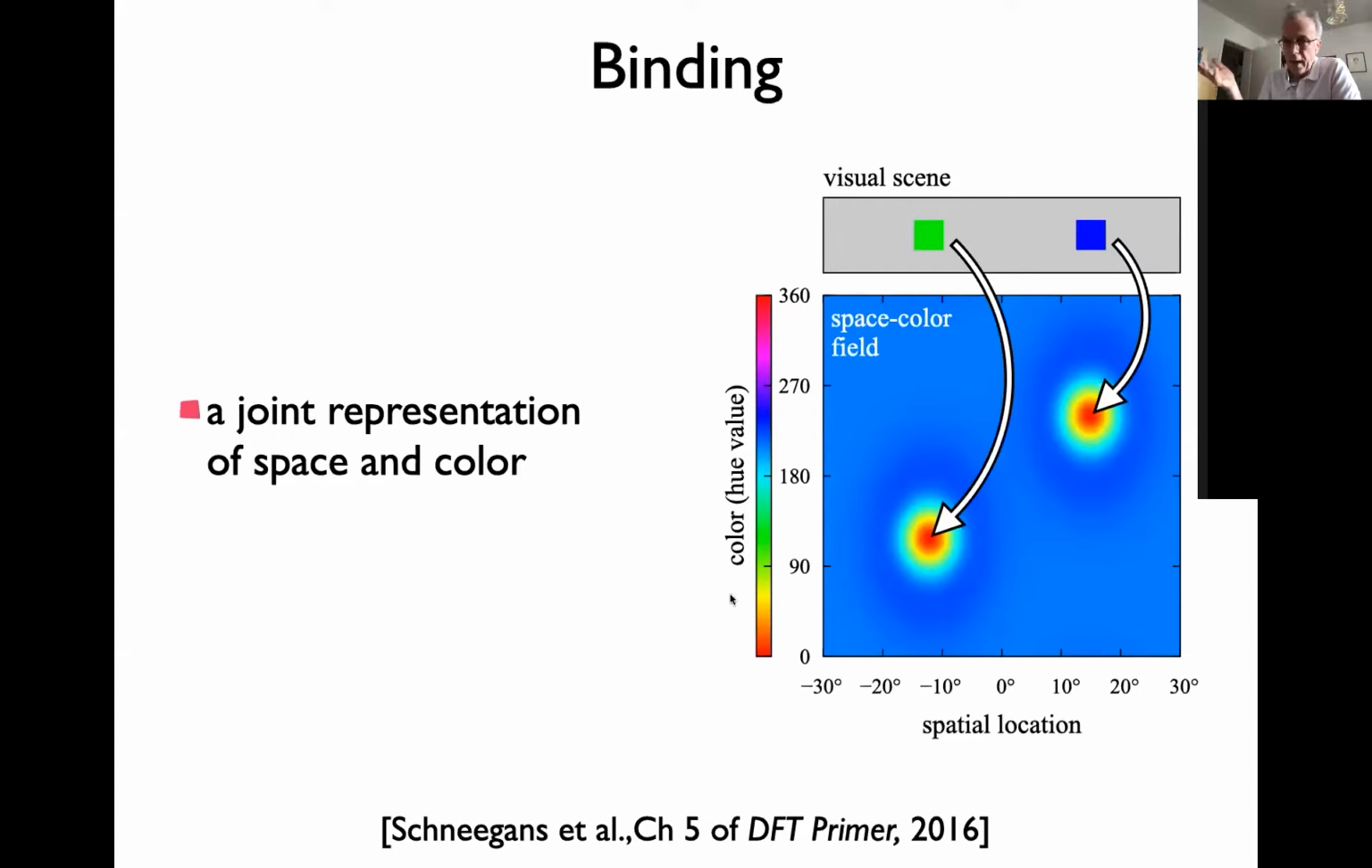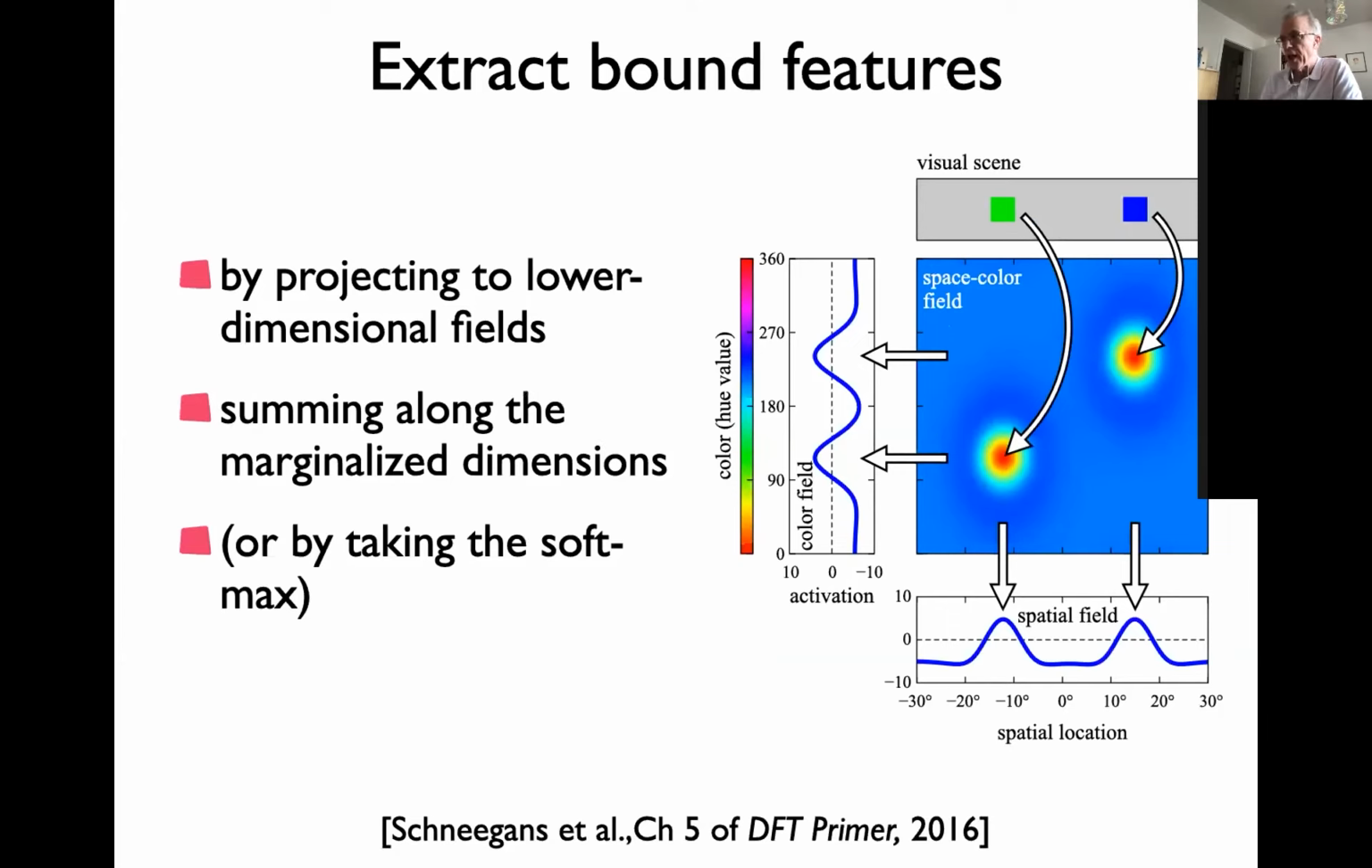Now, I'll show how you can get stuff in and out of a bound representation like that. So for instance, you can extract the features that are bound and isolate them. It's very simple. If I have a one-dimensional color representation, so a field defined over hue, then I could just sum across all spatial locations and provide input to that field. I could sum by just summing and taking a threshold or a softmax, depending on whether I preserve how much activation there was.